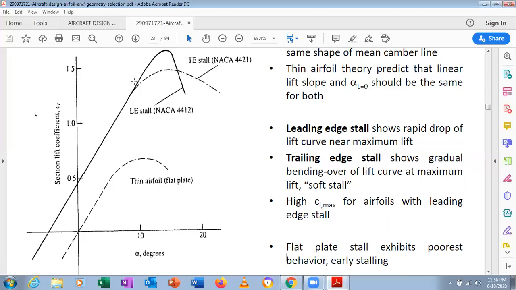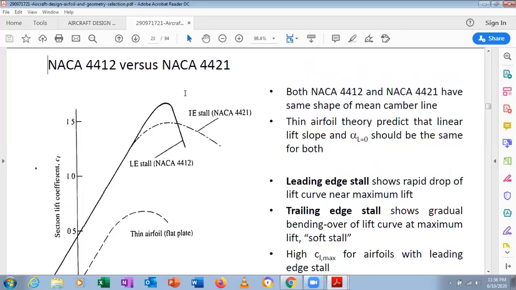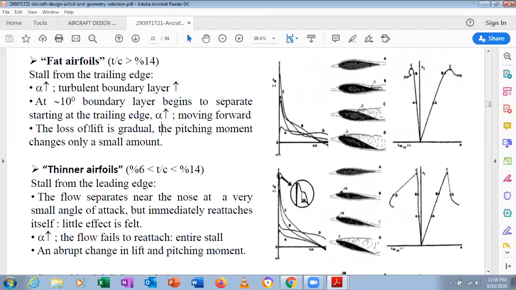And we can see that we have a leading edge stall. Also, sustainability will be higher when it is in the higher thickness. We can see it goes and drops at an early stage. So what it says here, look here: the loss of lift is gradual and the pitching moment changes only a small amount. Greater than 14%, what happens?